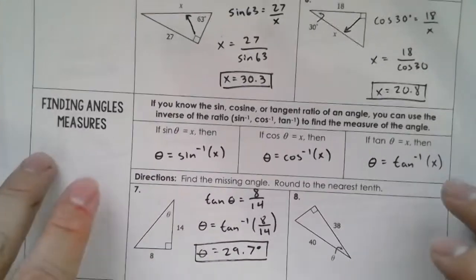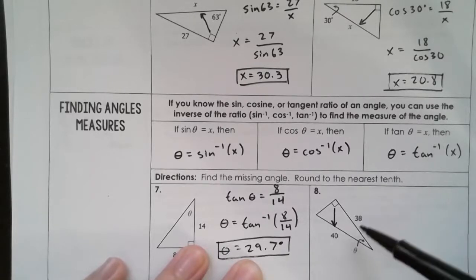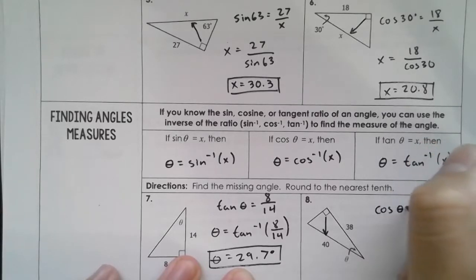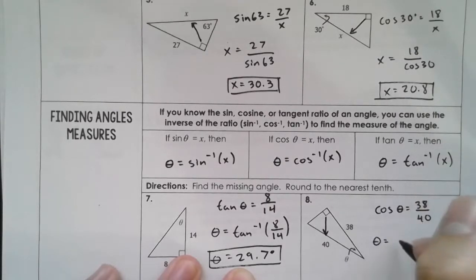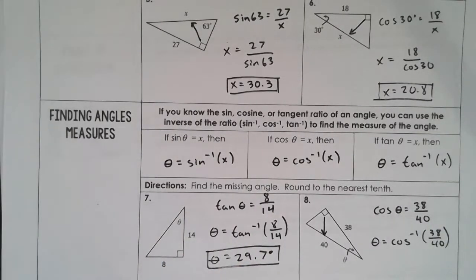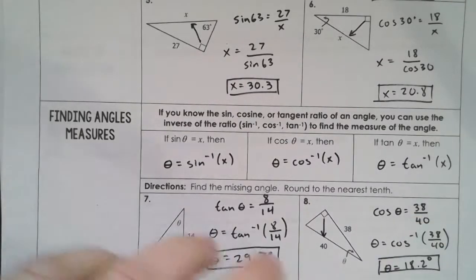Next one, I have the hypotenuse is given, the adjacent side to theta is given, so it's cosine, so I have cosine theta is equal to 38 over 40, so then theta is equal to cosine inverse of 38 over 40. Put that in your calculator, you're going to get 18.2. So theta is equal to 18.2 degrees.